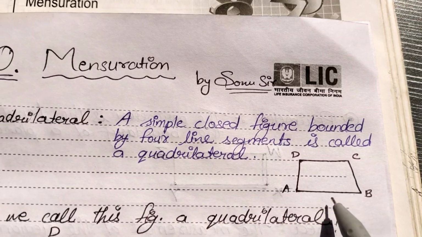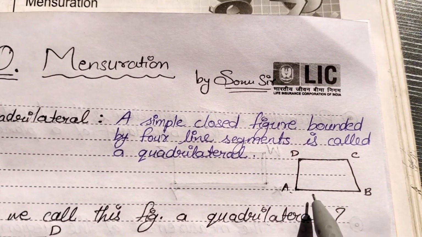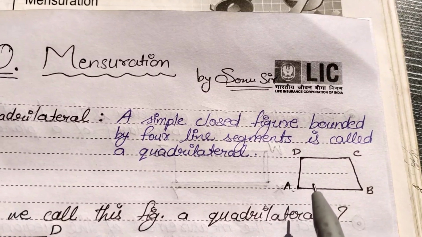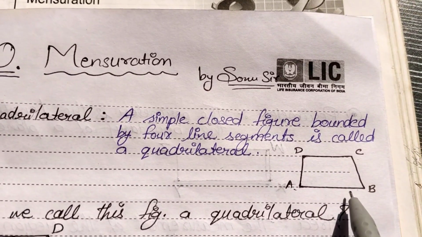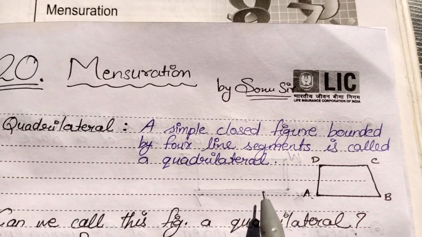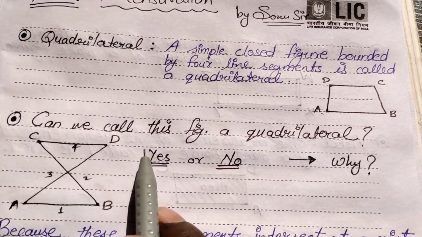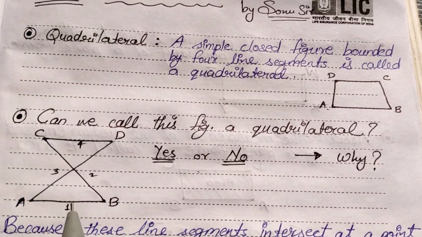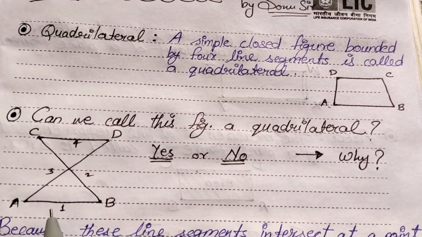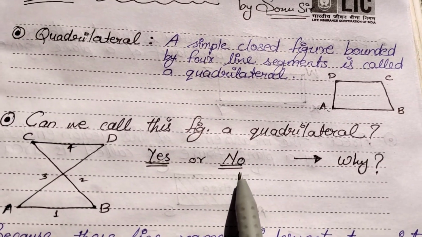Now see the figure. AB, BC, CD and DA is called a quadrilateral because these are 4 line segments joined together by their endpoints forming a quadrilateral. Now see, we can call this figure a quadrilateral. This is the figure, can we call it a quadrilateral? Yes or no? The answer is no.